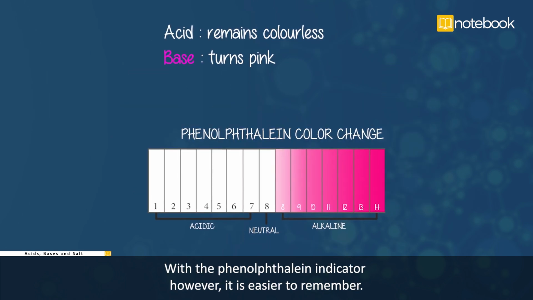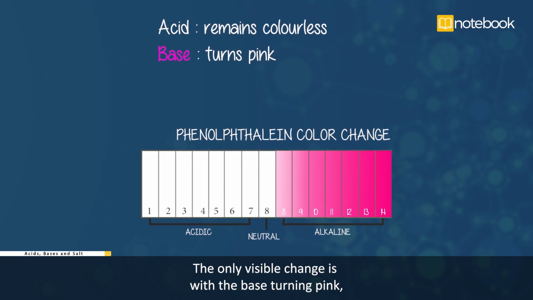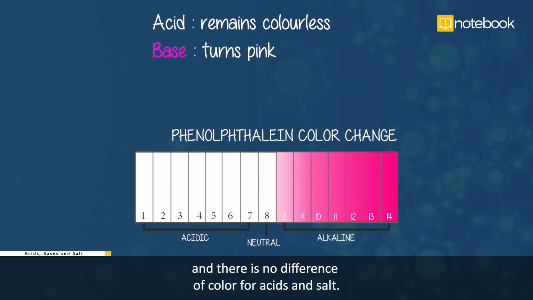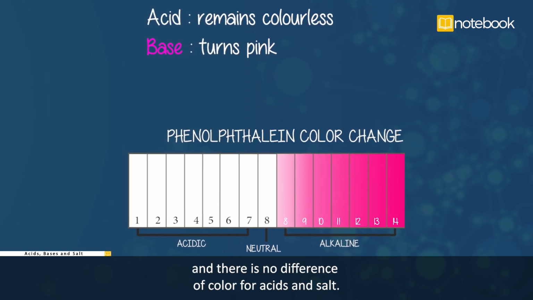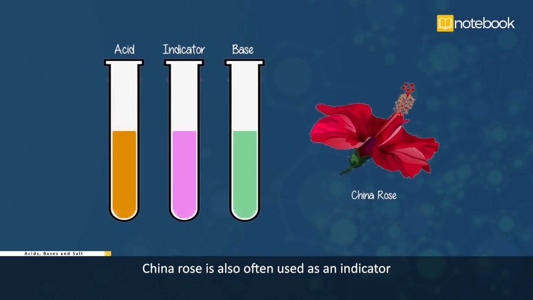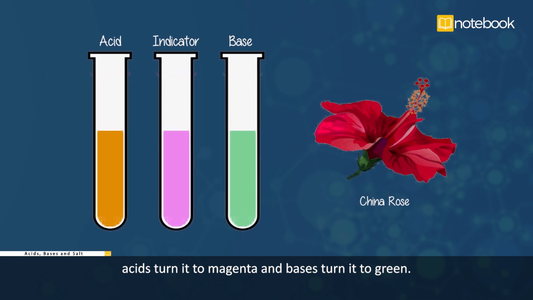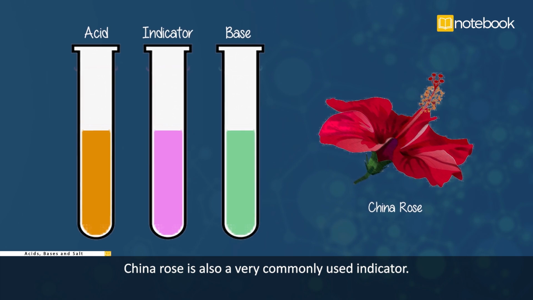With the phenolphthalein indicator, however, it is easier to remember. The only visible change is with the base turning pink, and there is no difference of color for acids and salt. China rose is also often used as an indicator. Acids turn it to magenta and bases turn it to green. China rose is also a very commonly used indicator.